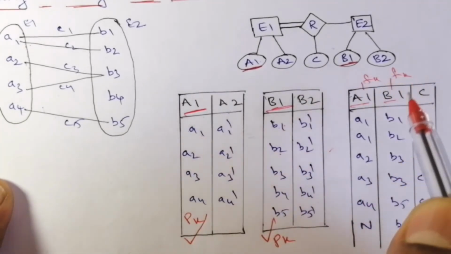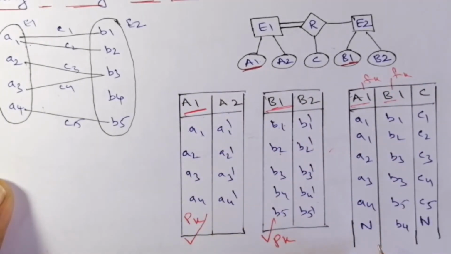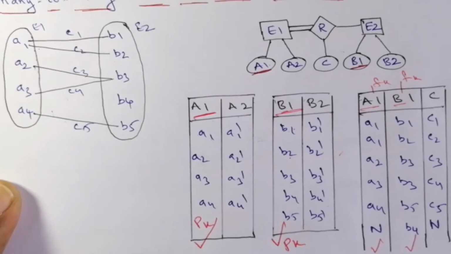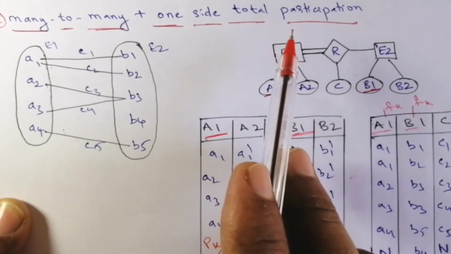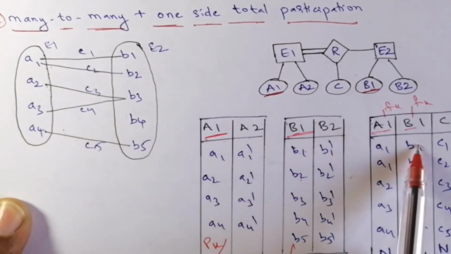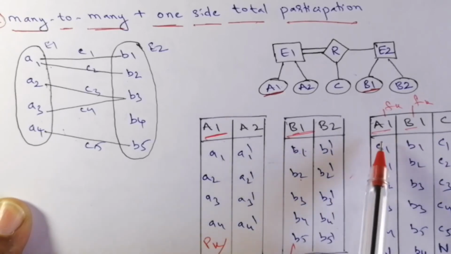Foreign keys can contain null values, so it's not a problem. So they are also okay. That is, this particular relation, when it is many to many and one side total participation, we can convert into three relations, right? You have to remember this.